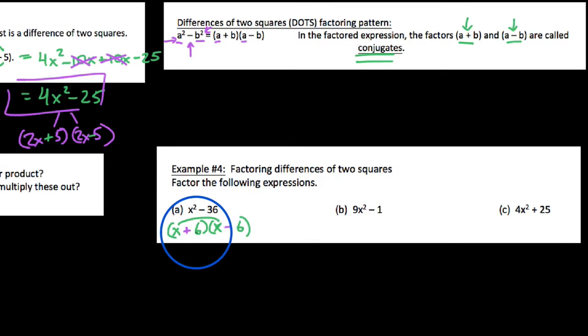This would be really easy to check. We would get x times x, which gives us this x squared. And then in the last part, we would get a negative 36. That gives us a difference of two things. And then negative 6x and positive 6x would cancel out. So looking at this next one, we say 9x squared minus 1.